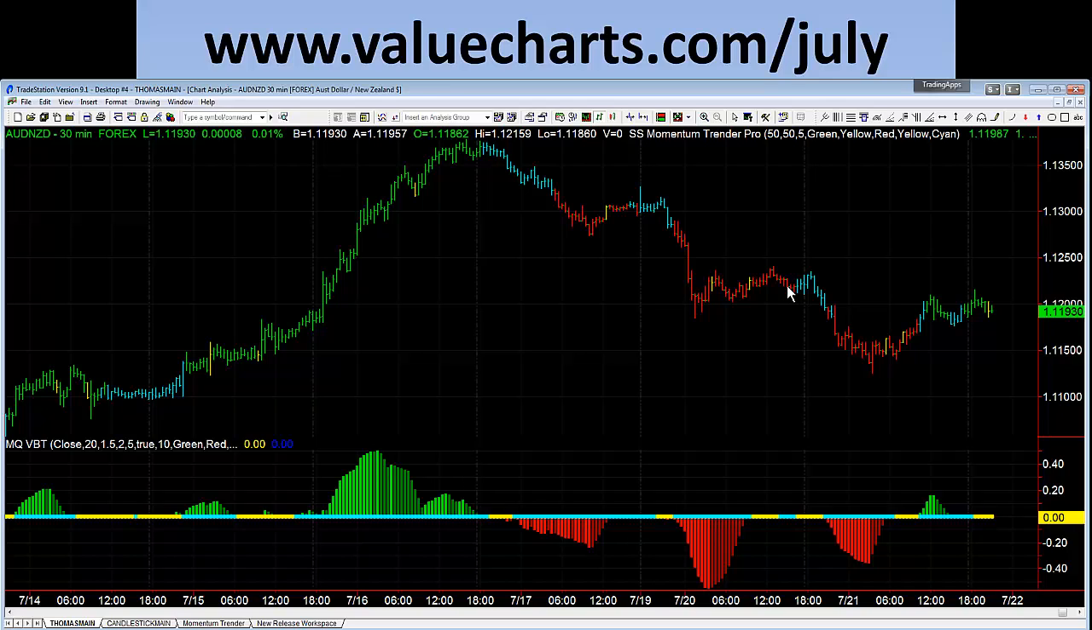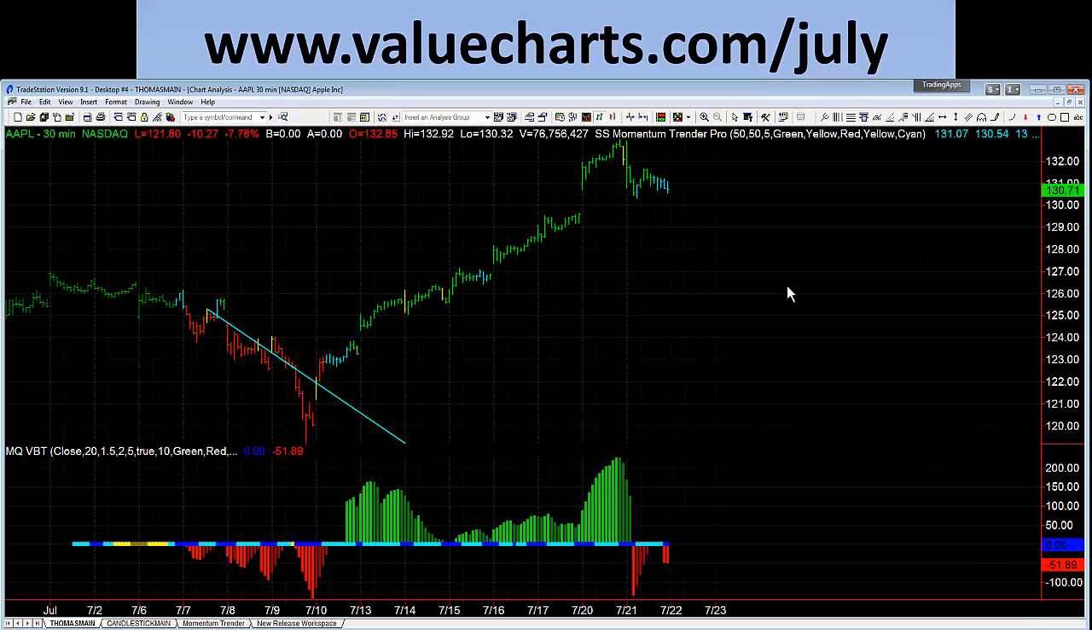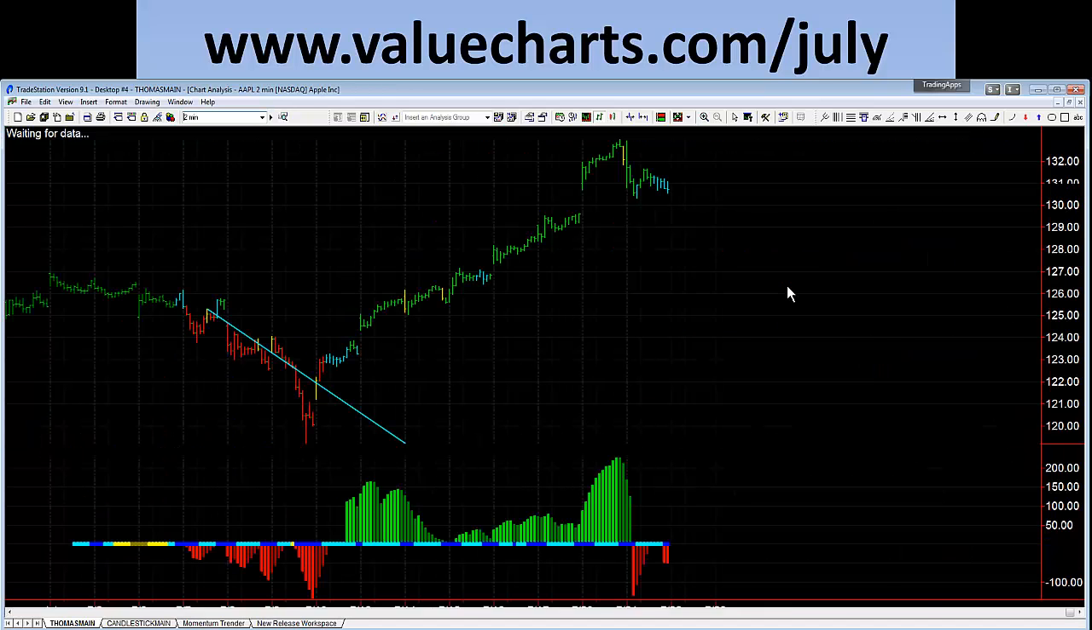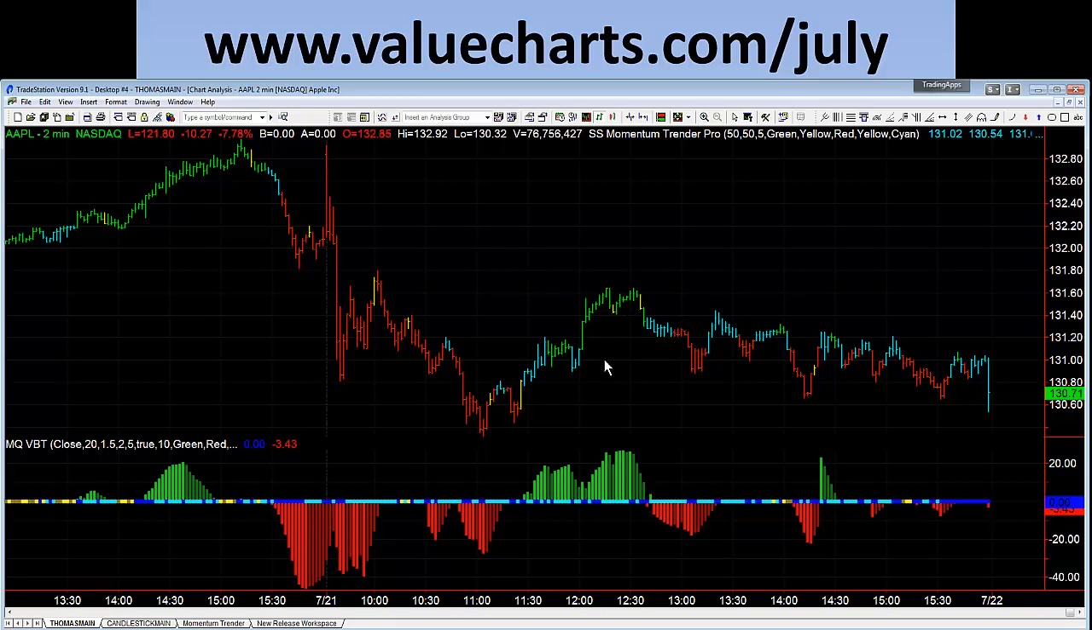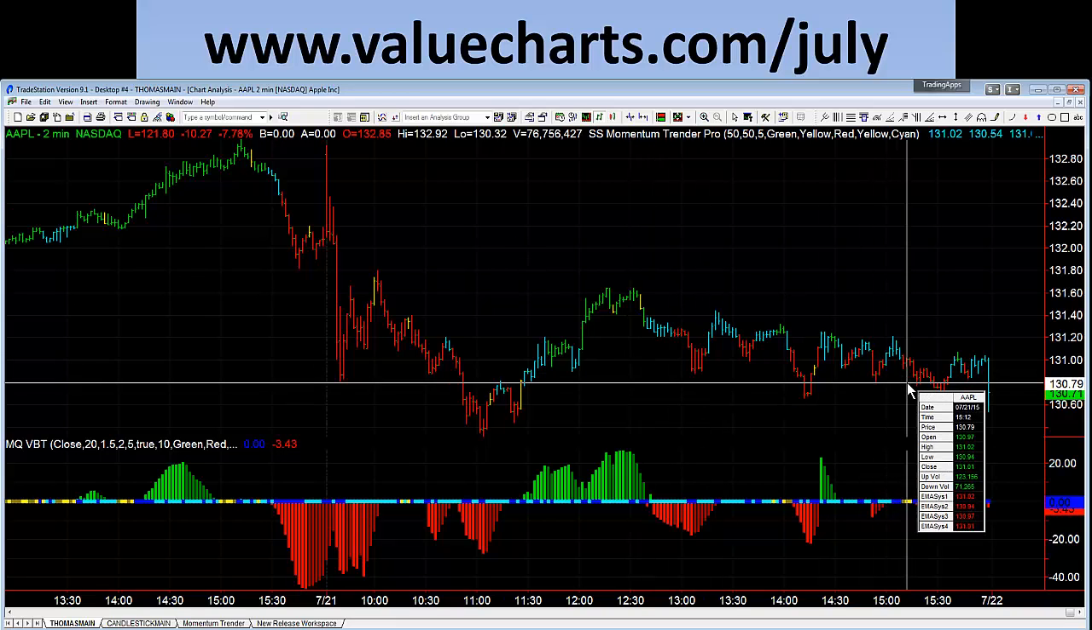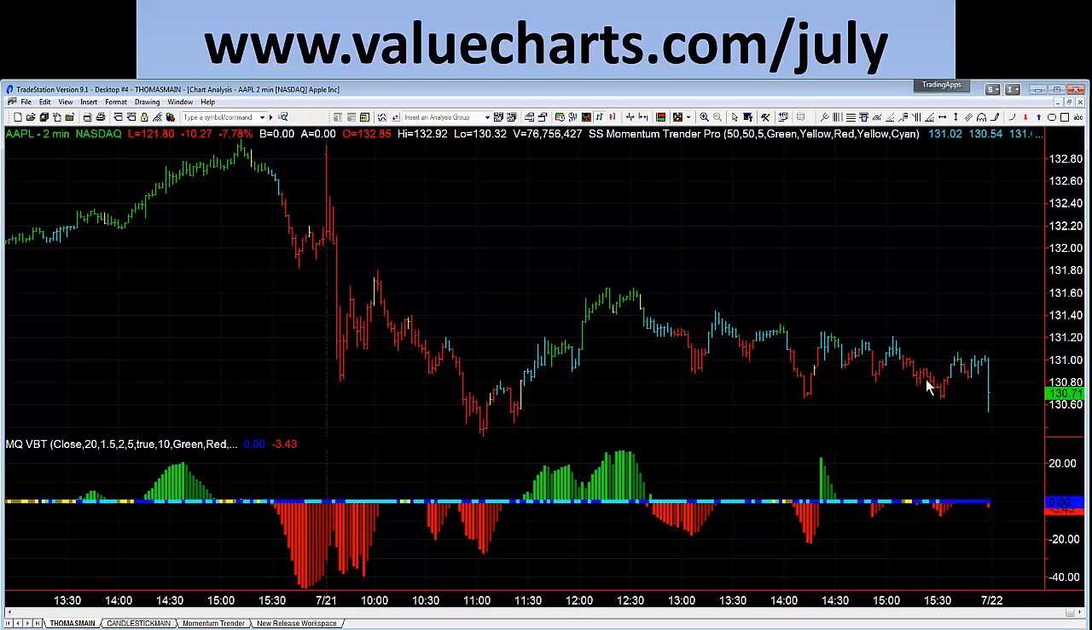Can I look at Apple? Sure. Last couple of markets, Apple, this is a 2-minute chart. Here you go. You had a squeeze, fired off to the downside, sold off a little bit. Apple has still been negative here on your squeeze. Squeeze is still bearish.